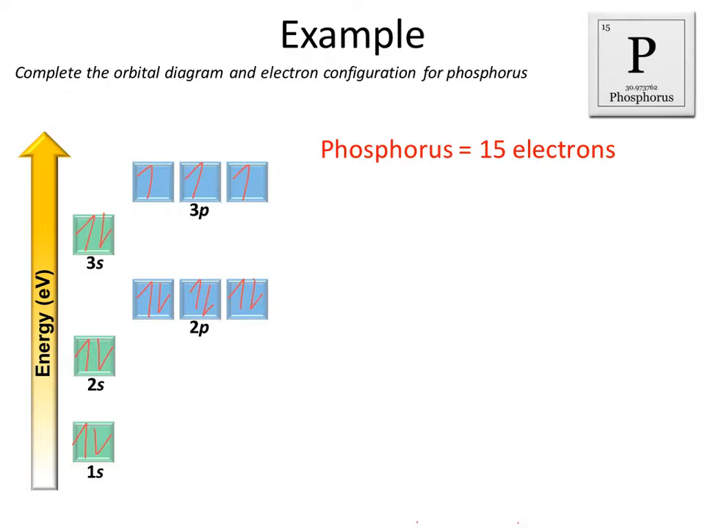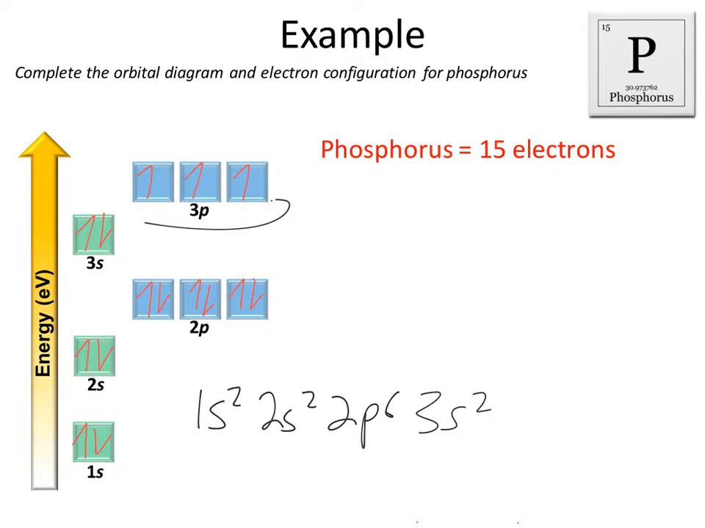Well, we have 2 electrons in our 1s, so it's going to be 1s2. Then we have 2 electrons in our 2s, 2s2. Now when we have our 2p, we have 6 electrons altogether, so we're going to have 2p6. Then we go into our 3s, and we have 2 electrons there, so it's going to be 3s2. And finally, when we look at our last one, our 3p, we can see that we have 3 unpaired electrons, so it's going to be 3p3.